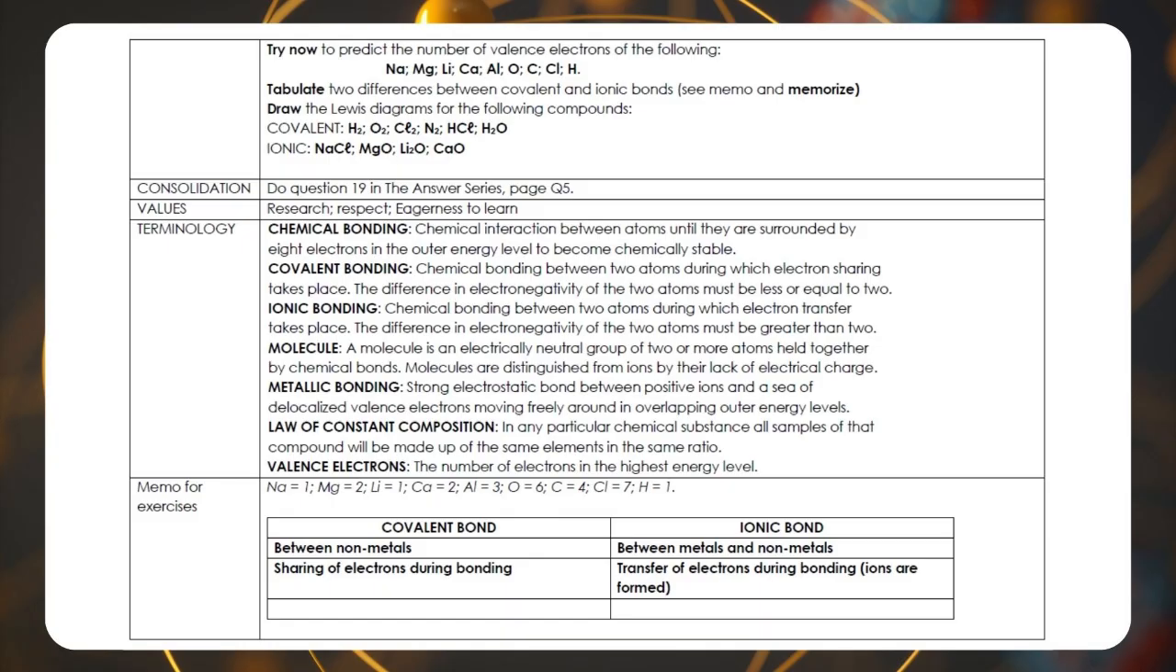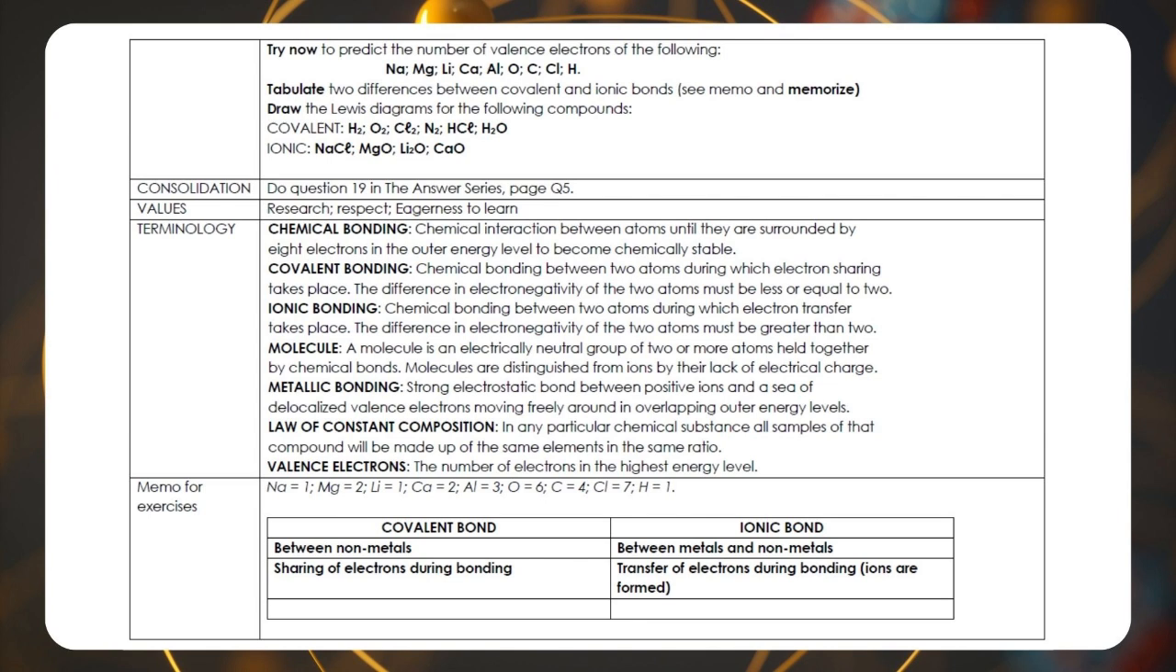Try now to predict the number of valence electrons of the following: Na, Mg, Li, Ca, Al, O, C, Cl, H. Tabulate two differences between covalent and ionic bonds, see the memo and memorize.